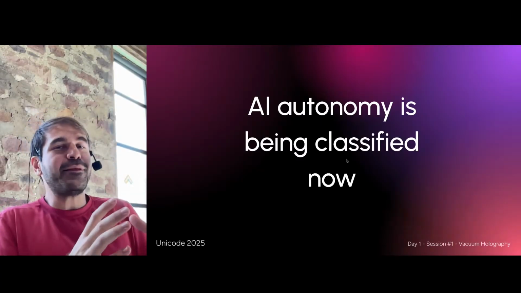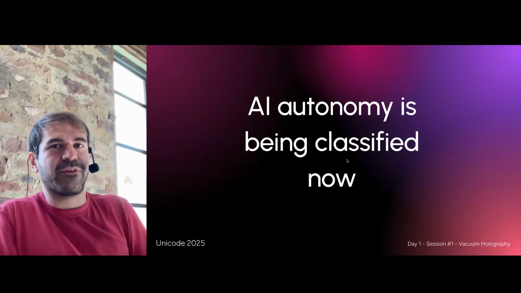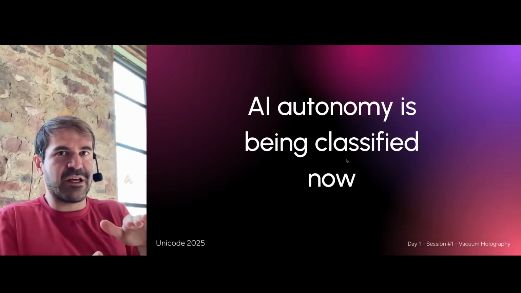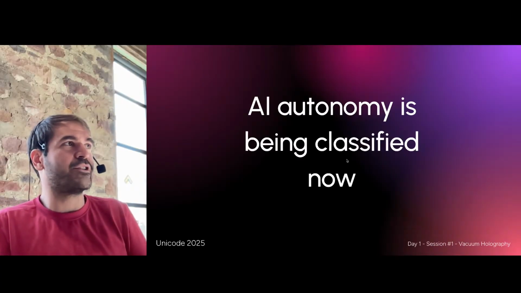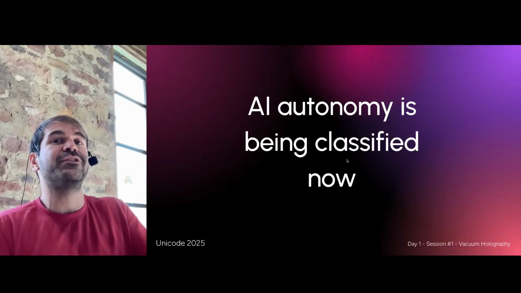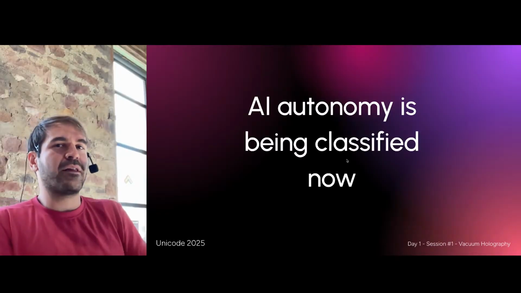So anything that has any autonomy in AI is being classified now. Any mathematics that has to do with artificial intelligence that gives rise to autonomy, so that the AI could be an autonomous agent that is doing something without you prompting it, that's being classified right now.